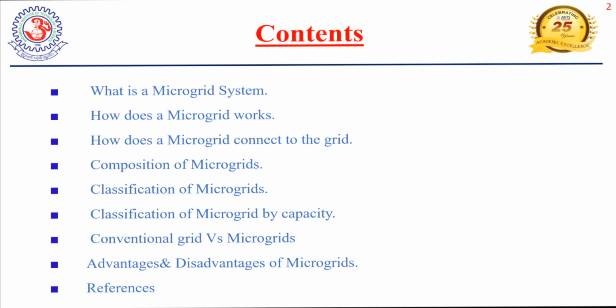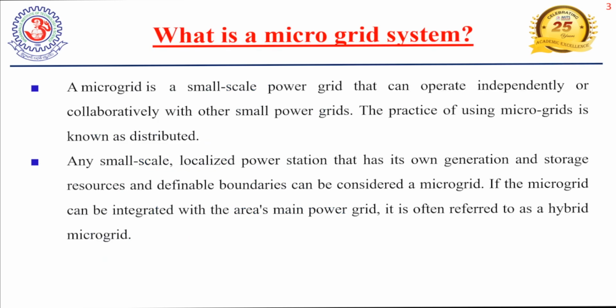So first you will understand what the microgrid is. A microgrid is a small scale power grid that can operate independently or collaboratively with other small power grids. What is the meaning of that? A microgrid is a place where we generate the power as well as distribute or connect it to the load at the same place. That means it is an autonomous power generation, transmission and distribution system.